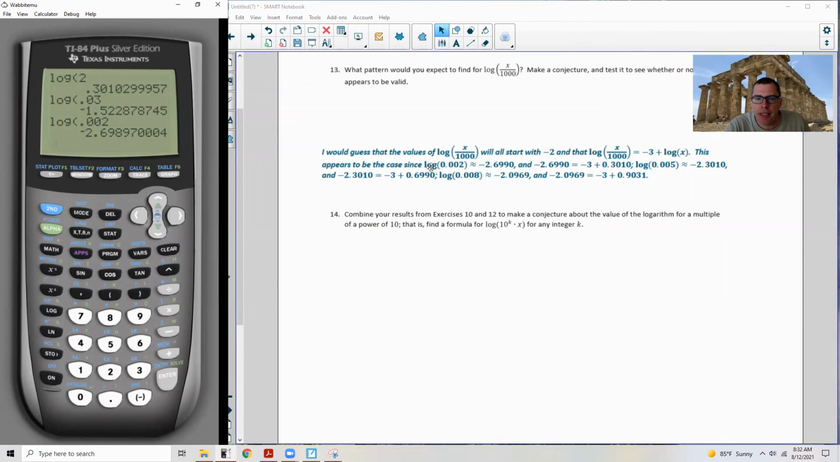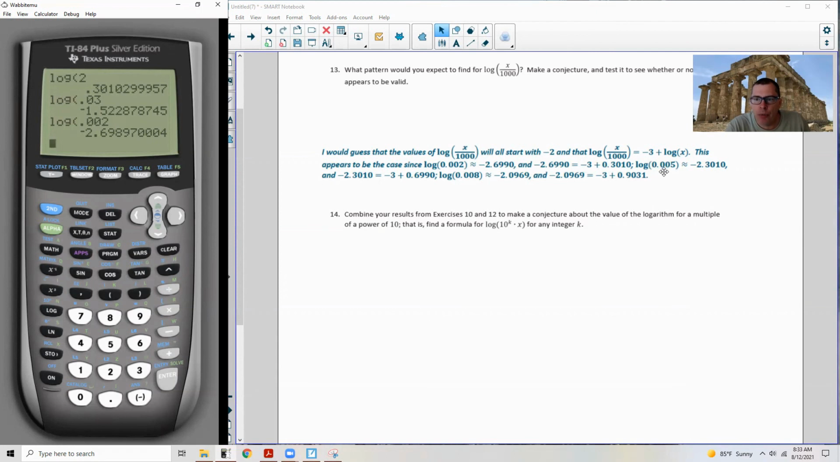This appears to be the case since log of, so there's our examples. So the log of 0.002 is -2.6990 and -2.6990 is -3 plus that number we got in our first column up there. Remember that number. Okay, and that's why that number was different. It's -3 plus that gives us this fraction to get us on the other side of 0, and then it stays the same after that.